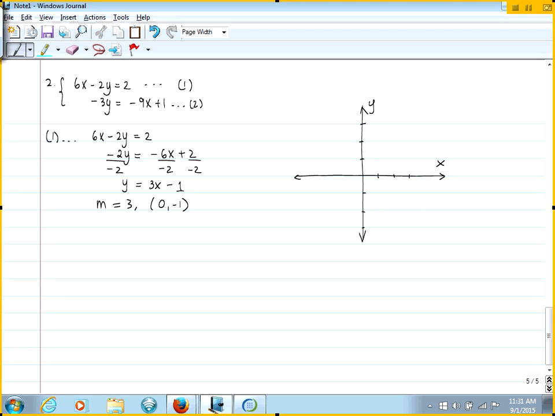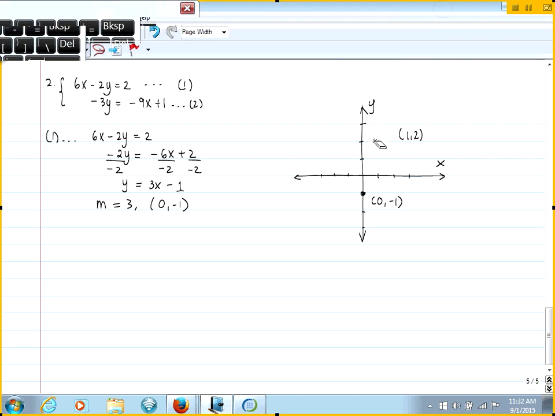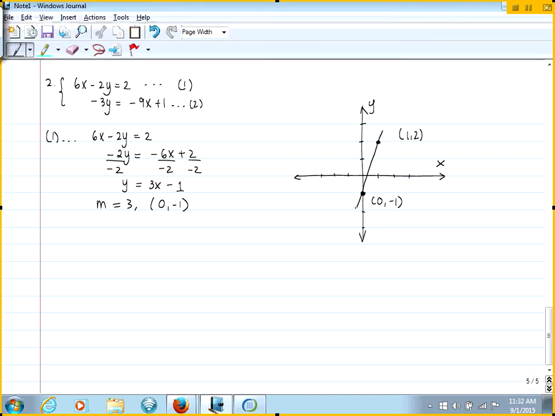Same thing. Equally spaced tick marks. So 0, negative 1 is right here. Then what are we doing? Go up 3 and 1, right? So this is 3 over 1. It's just that the 1 is invisible. Label this point here. 1, 2. Oh yeah, the line is so curvy. Okay, so this is 6x minus 2y is equal to 2. Now do the other one.